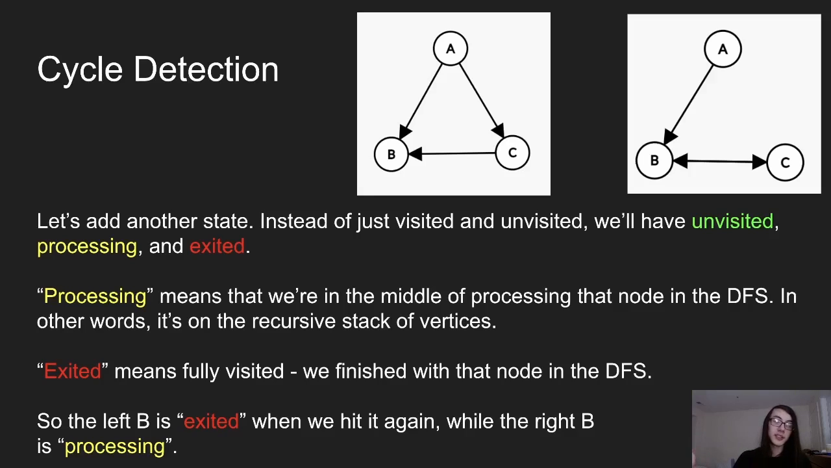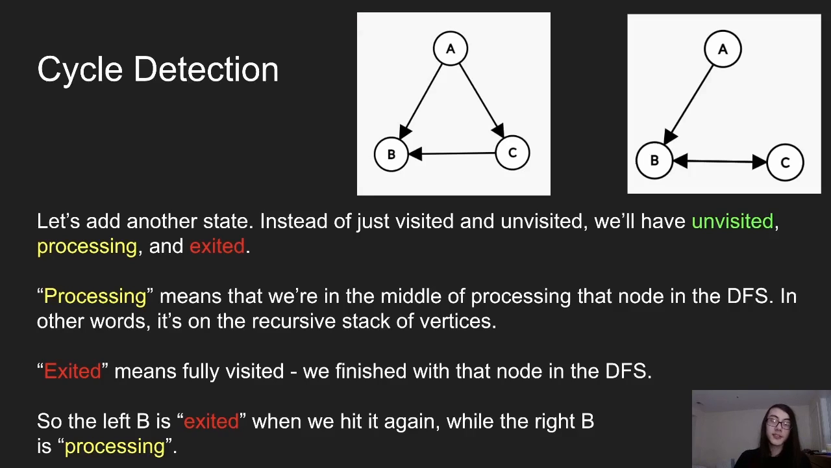So this distinguishes our two cases. In the first case, on the left, the state of B is exited, meaning it doesn't work as a cycle. In the second, the state of B is processing, meaning we found B while B is already on the recursive stack, so we found a cycle. So the way this works is, if some node is exited, it's not a cycle. If some node is processing, then it is a cycle.